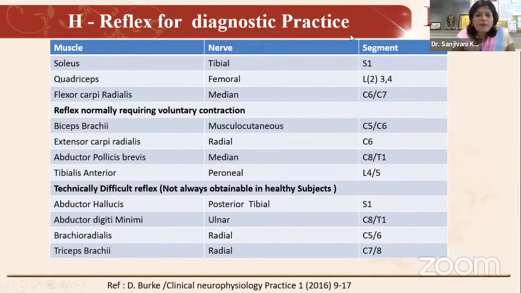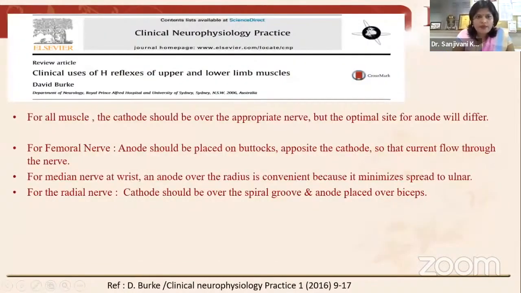Next, these are some areas where we can do the H reflex. But normally, as I already explained, soleus is the most common site where we use H reflex. But other than that, also the quadriceps muscle, flexor carpi radialis, and biceps brachii are some sites where we can use the H reflex. H reflex on these muscles was described by D. Burke in this article published in Clinical Neurophysiology Practice in 2016.